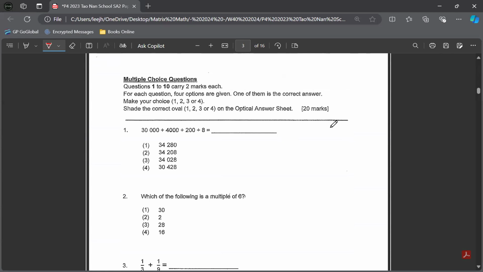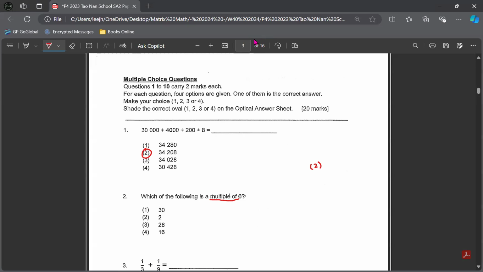Okay, multiple choices. Question one, 30,000 plus 4,000 plus 200 plus 8 is equals to what? This one, I don't think anyone will get it wrong. So if you look at your values properly, your answer should be number 2. This will be your answer, 34,208.